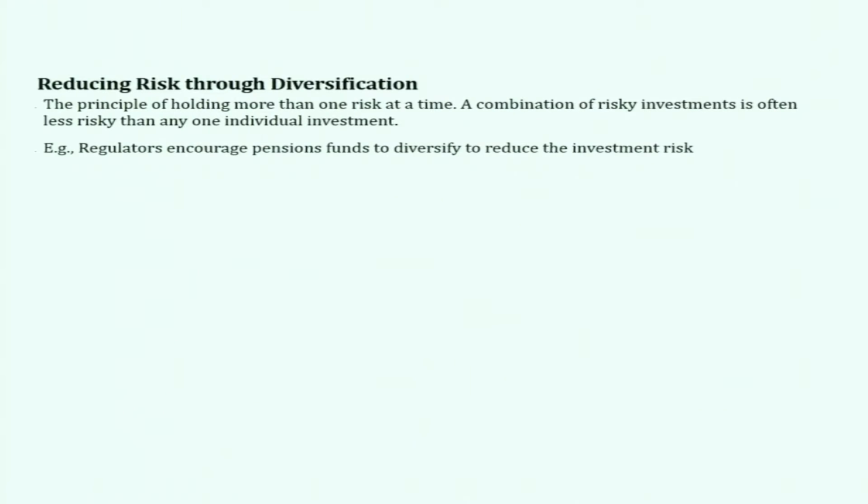Now let us discuss what are the measures to reduce the risk. Overall, it has been advised that one of the major approaches to reducing risk is through diversification. That means the principle of holding more than one risk at a time, so a combination of risky investments is often less risky than any one individual investment. And this part is very important: reducing risk through diversification, especially policy makers, regulators and government, often encourage pension funds to diversify to reduce the investment risk.